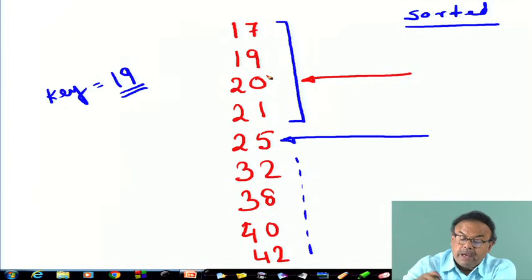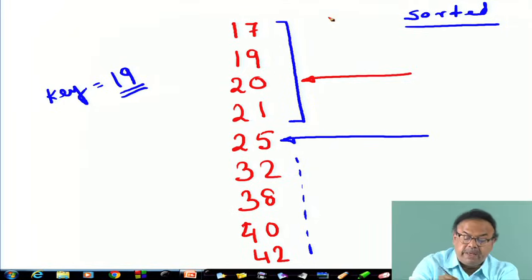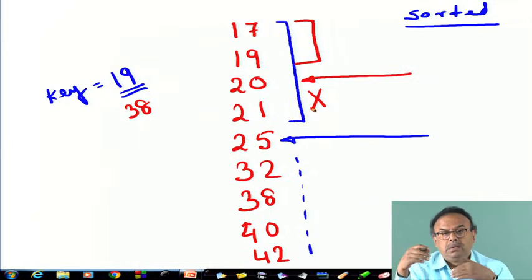Again, I have immediately reduced my list to half, right, this half. If my key was say 38, then I would have restricted to this half, not this half. But for 19, I am restricting to this half. Now, again 19 is less than 20. So, immediately I will restrict myself to this half, and I will not consider this part. So, gradually I am going to the lower half or the higher half at every stage.